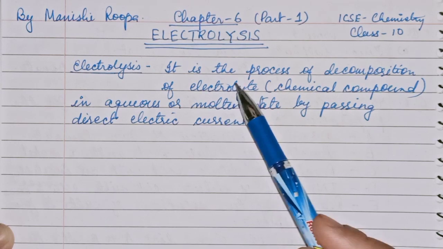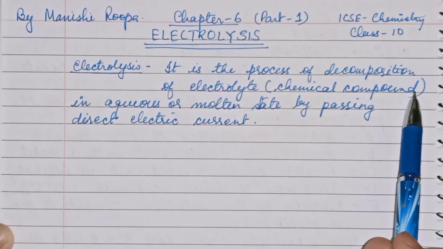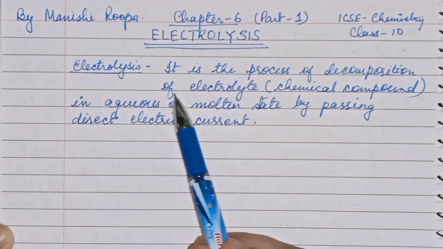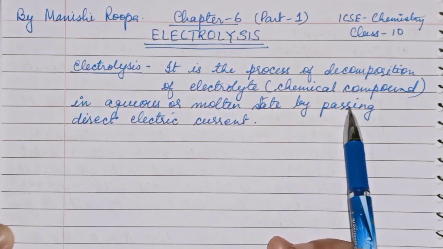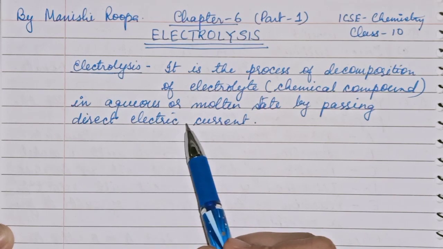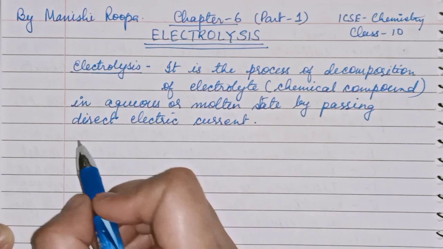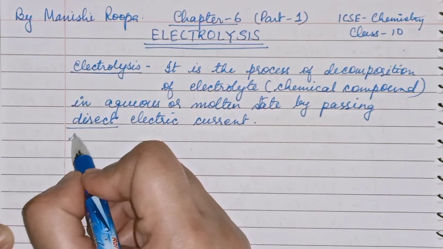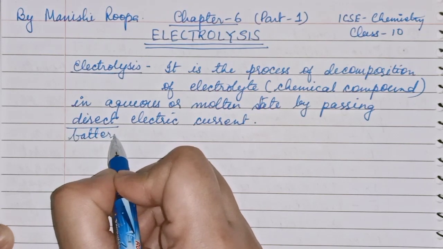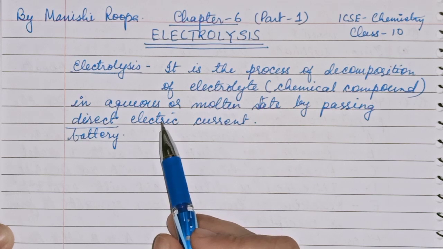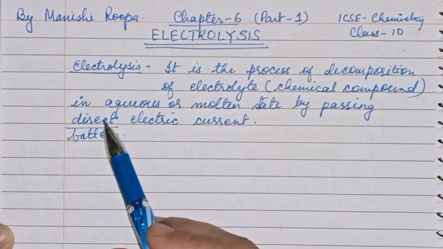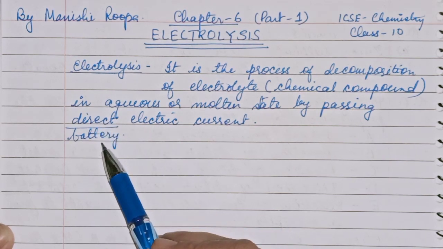And what is an electrolyte? It is a chemical compound. We will discuss it later. Electrolyte in aqueous or molten state by passing direct electric current. Direct electric current means it is supplied through a battery. It is not that electric current we are getting at our home. This is the electric current which is supplied by a battery.